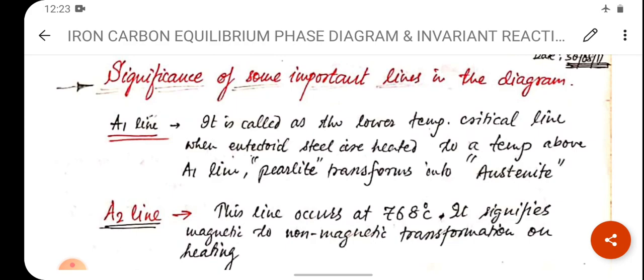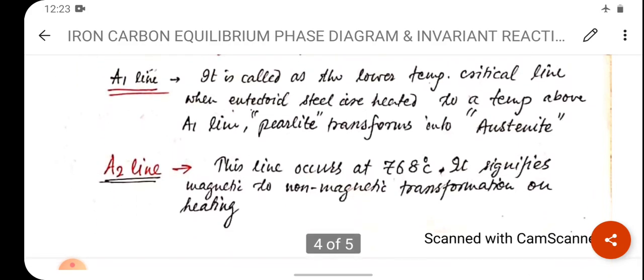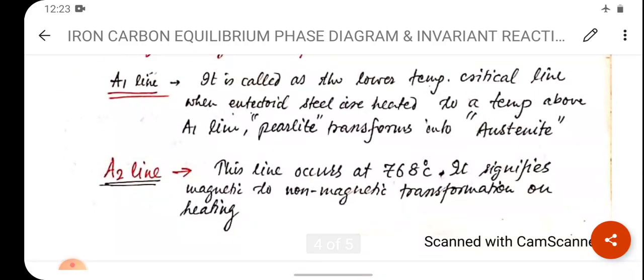इसमें क्या हो रहा है? A1 लाइन कहाँ पे था? 727. उसके ऊपर अगर हम हीट करते हैं तो क्या होगा? Perlite transforms into austenite. You can move from downward to upward and upward to downward as per your convenience. Better is to move from downward to upward.